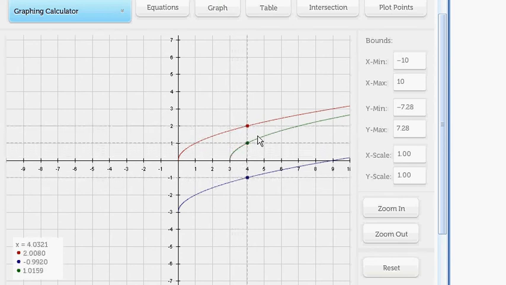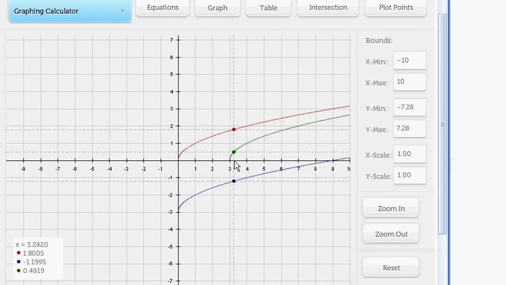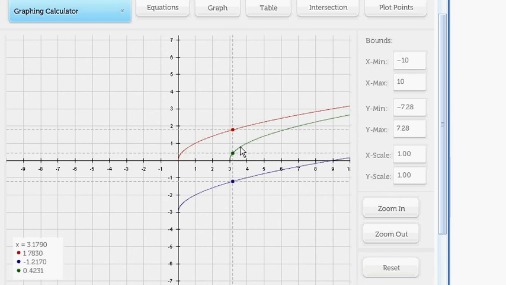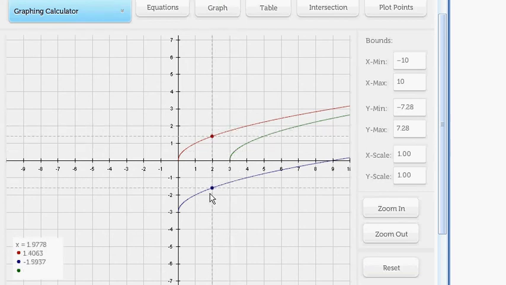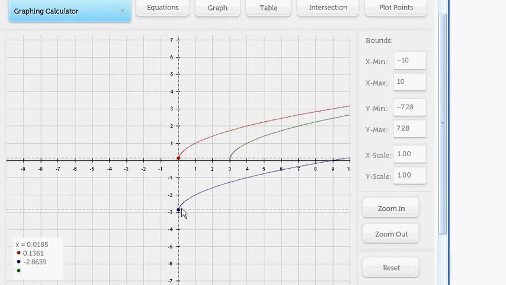All right, what's the domain of the green one? Hopefully you have it. It would be 3 to infinity. So you'd have a bracket, 3, and then infinity, or x is greater than or equal to 3. And what's the range of this green one? y is greater than or equal to 0. So far all of our ranges have been greater than or equal to 0, but for this blue one right here, your y's go all the way down to negative 3. So your range would be negative 3 to infinity, because your y values go down that far.